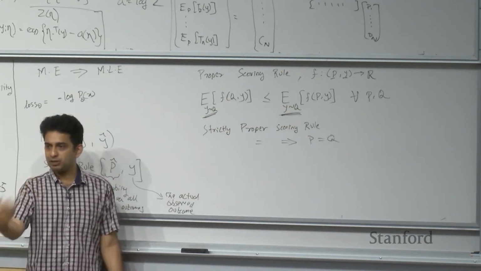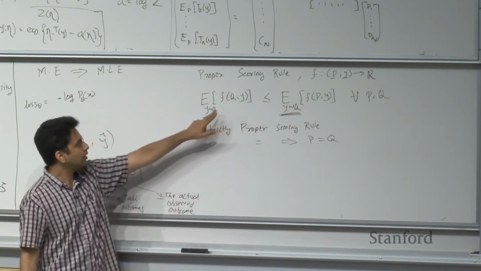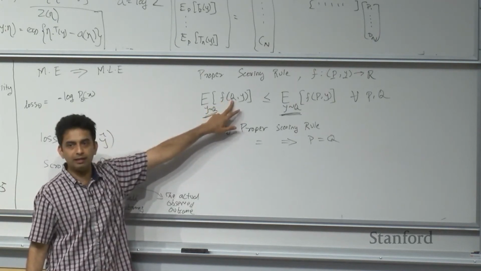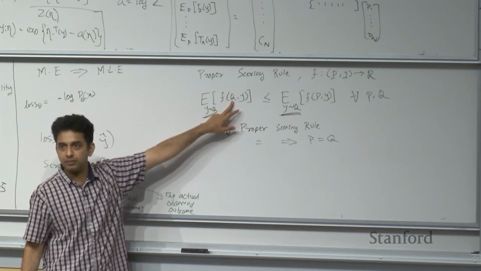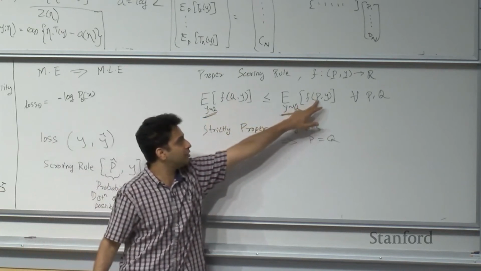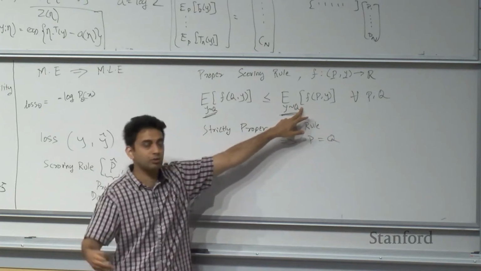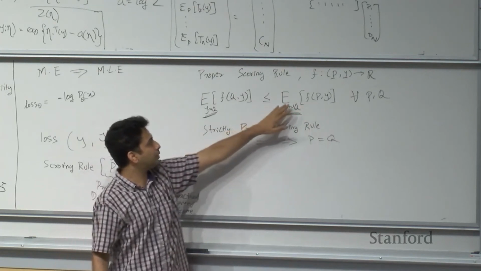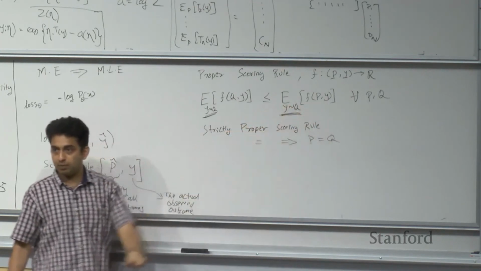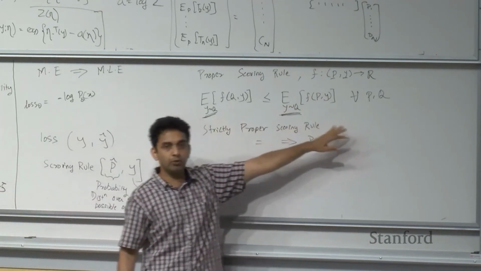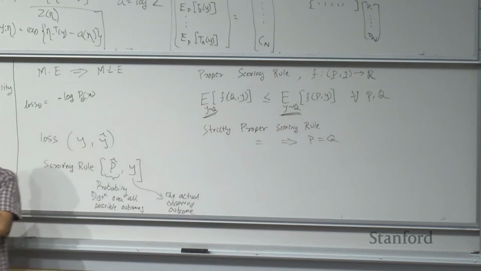The best possible prediction is when we predict the true weather itself as our prediction. For any other prediction which is not the actual weather, it will get a worse score according to this scoring rule. If this satisfies for all p and q, then f is a proper scoring rule.